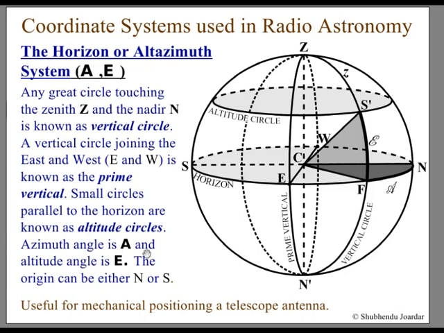Azimuth angle is A and altitude angle is E. This should be symbolically written like this, but I didn't use proper fonts, so I got it in this shape. The origin can be either north or south. It is generally very useful for mechanical positioning of a telescope antenna.